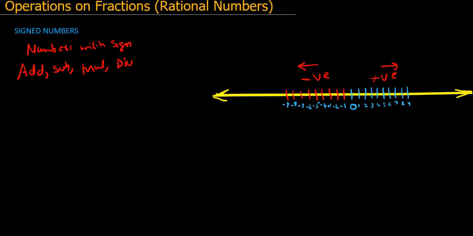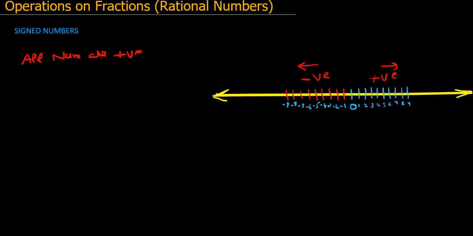So today what you are going to learn is there are only 3 cases of signed numbers. There are only 3 cases. So the first case is when all numbers in any expression, in any algebraic expression you are trying to solve or simplify, are positive. So this is case 1. And the second case is when all numbers are negative. And the third case is when a few numbers are positive and a few negative.